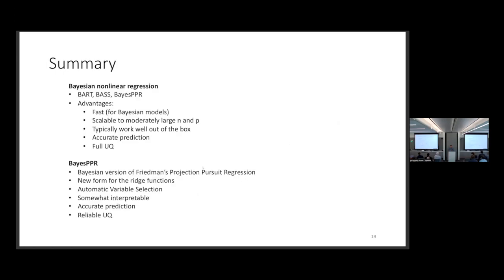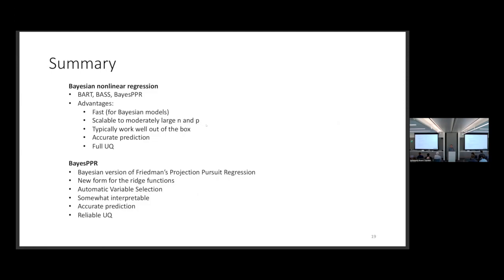Okay, and so I'll wrap up quickly here. I just showed 3 examples of Bayesian nonlinear regression. And there are some advantages of these. They're pretty fast, especially for Bayesian models. Like the toy example I showed with 350 data points, it's a fairly small data set, but it took like 2 seconds to fit that. And it scales pretty well with the number of data points.